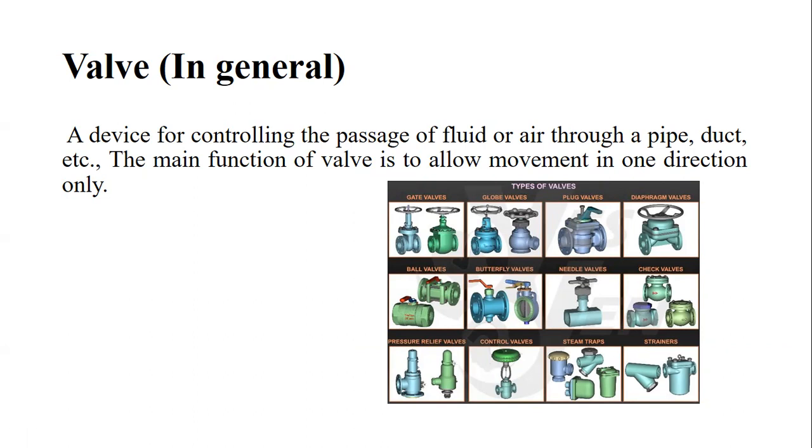The main function of a valve is to allow movement in one direction. So to prevent the backflow of either fluid or air from one space to another space, we can use a valve. That is the general meaning of a valve. Here you can see different valves that are used for different purposes.